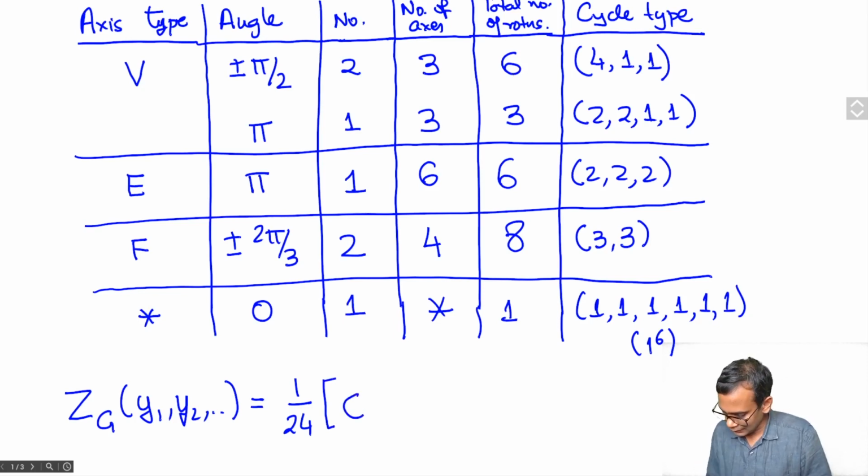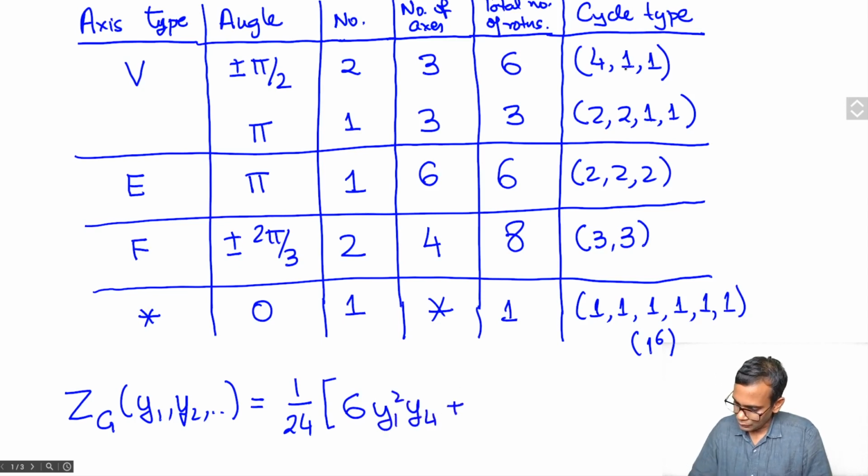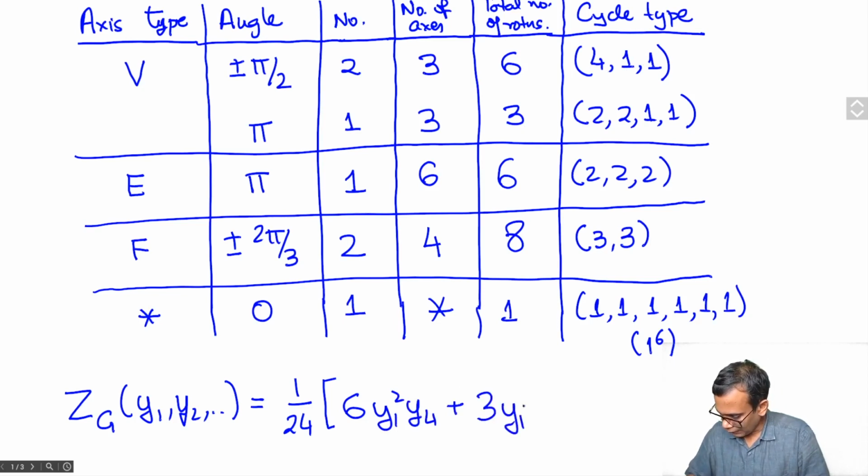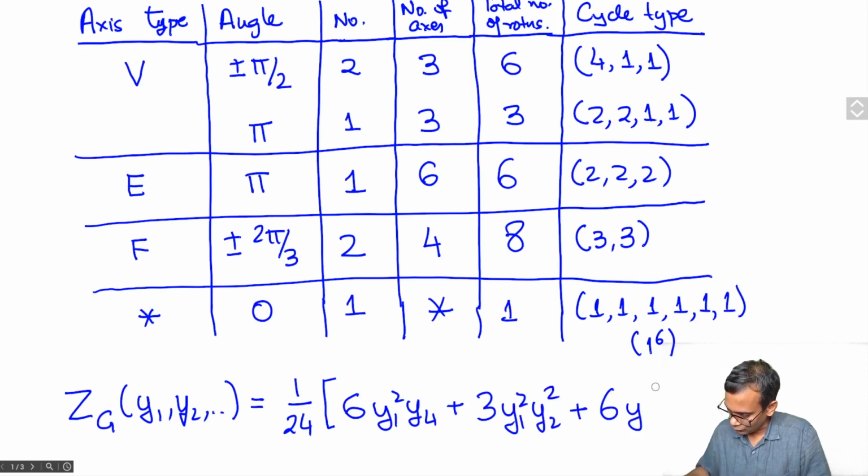So here we have 6 y1 squared y4, right? So there are 2 1-cycles and 1 4-cycle. Then we have 3 y1 squared y2 squared. Then we have 6 y1 squared y2 cubed, I guess. That's 3 2-cycles, plus 8 y3 squared, plus y1 to the power 6.